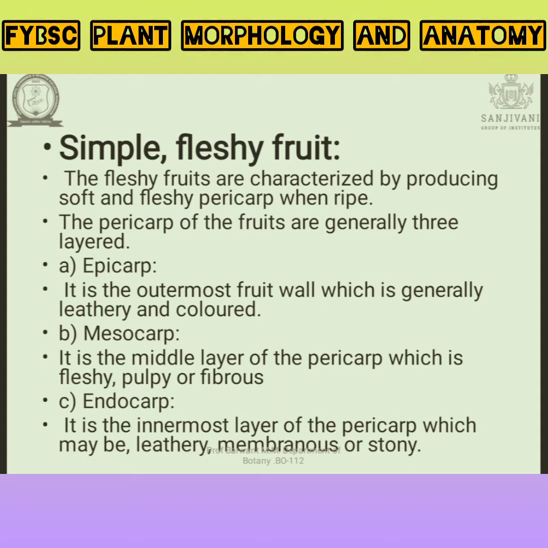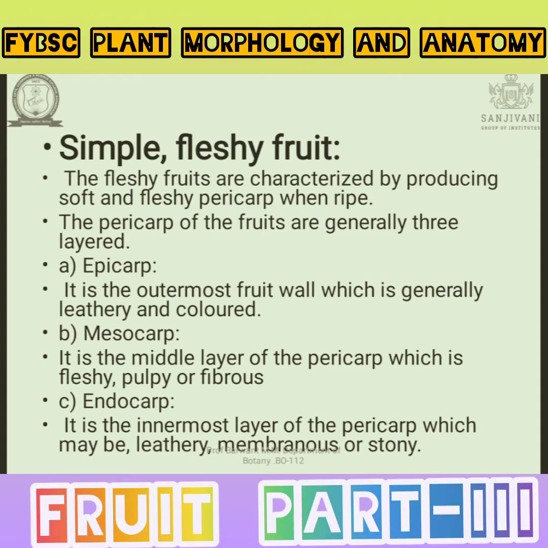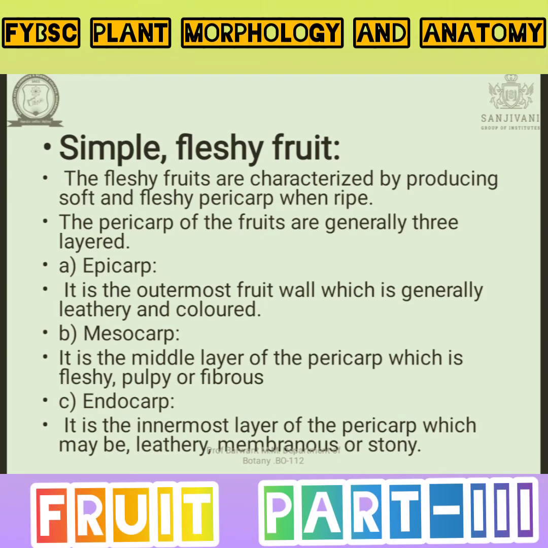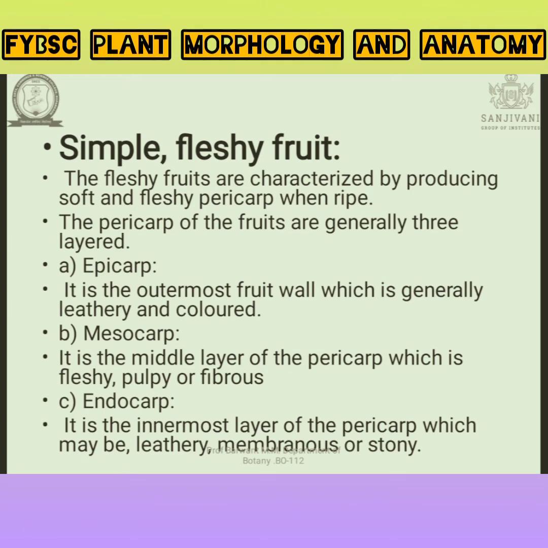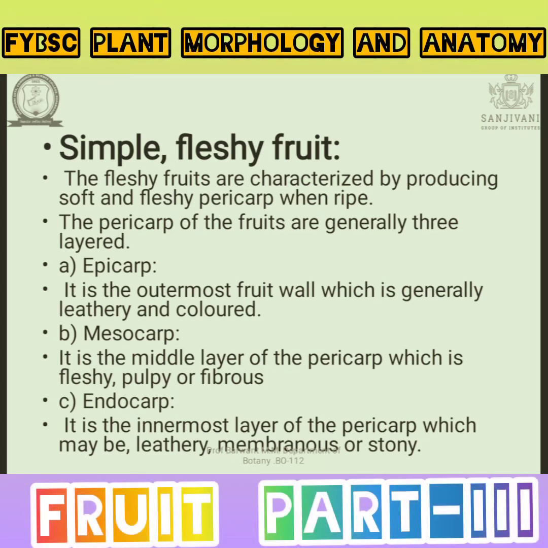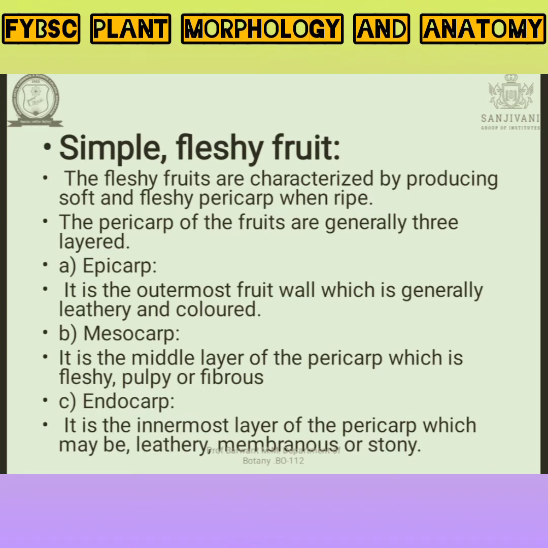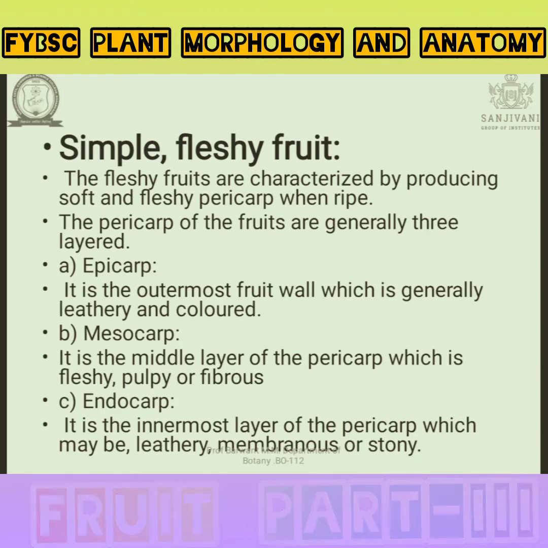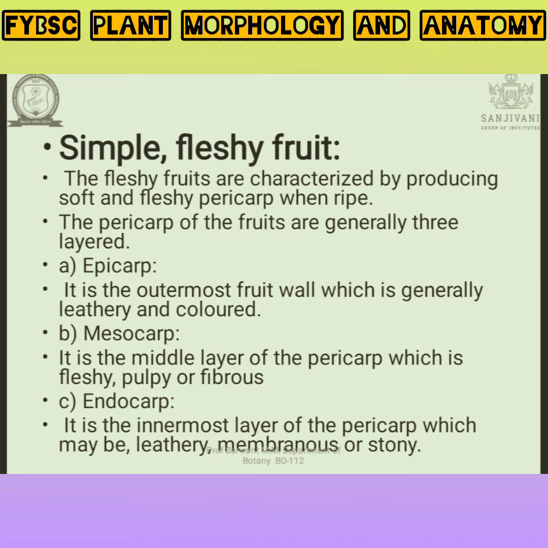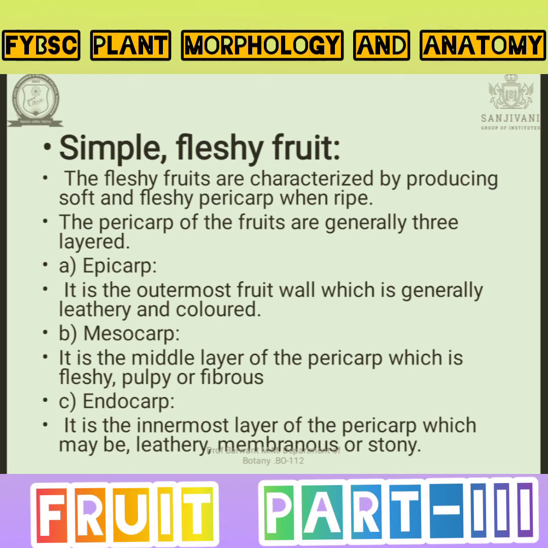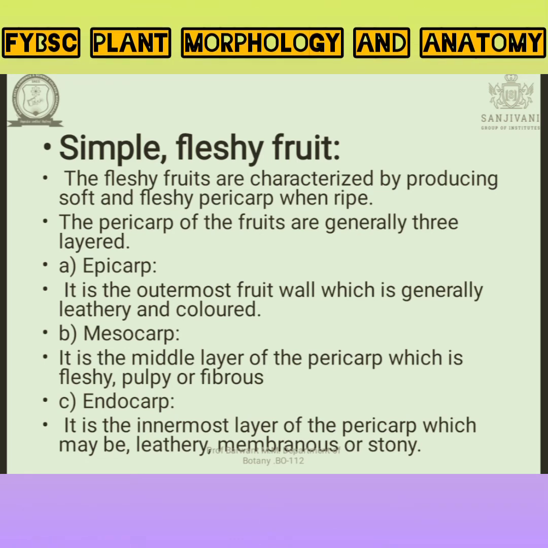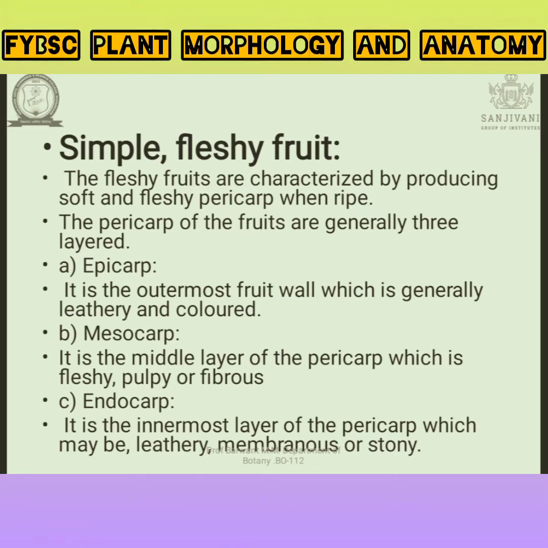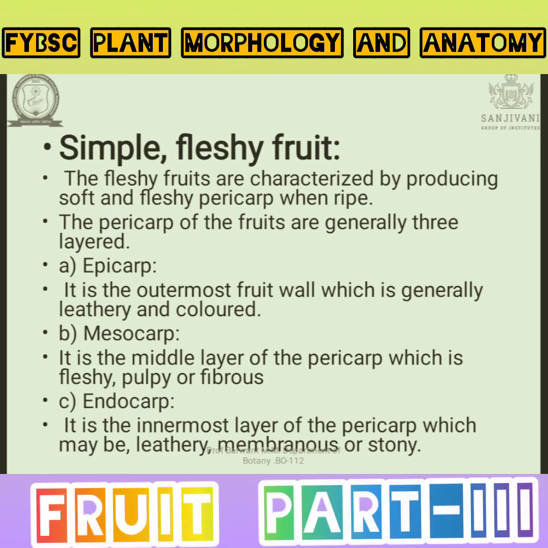The simple fruits are classified into two types, that are the dry fruit and the fleshy fruit. Dry fruit and fleshy fruit are classified on the basis of their pericarp nature. If the pericarp is dry, it is known as a dry fruit. If the pericarp is fleshy or liquidy material is present, that is known as a fleshy fruit. The fleshy fruit has a pericarp classified into three layers: epicarp, mesocarp, and endocarp.